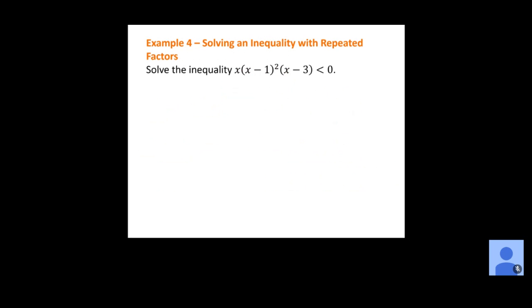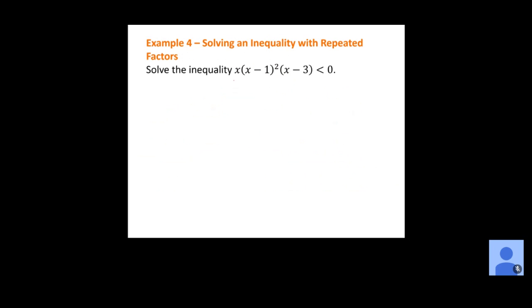All right, so now we want to solve this inequality. So we got x times (x minus 1) squared times (x minus 3) less than 0. Now this time they've already moved everything to the left, so we don't have to worry about that step. They've also done all of our factors for us this time, so we don't have to worry about that. So we can go ahead and jump to the step where we find our intervals.